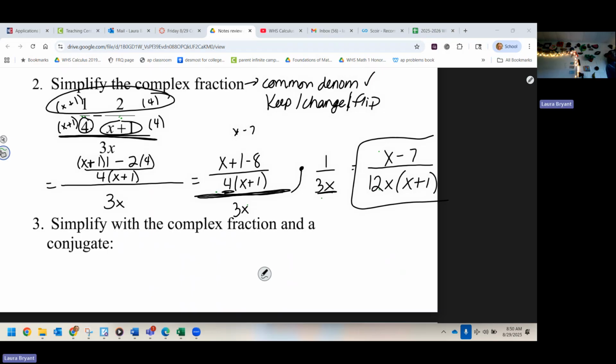Okay, you with me so far? Kind of a lot to jump into. Okay, so next one is simplify with complex fraction and a conjugate, both.